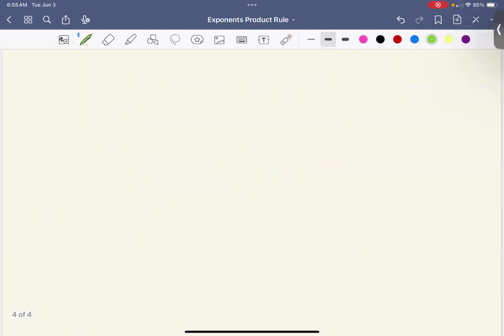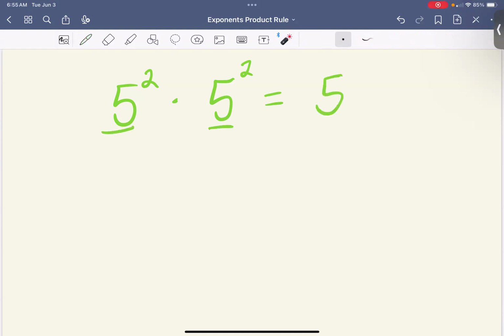Now, the product rule for exponents says that any number with the same base, when you multiply them, you keep the same base. So in this problem, 5 is the base, and you add the exponents. So 2 plus 2 is equal to 4. So 5 to the second power times 5 to the second power is 5 to the fourth.